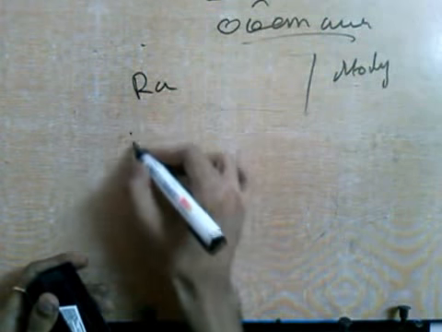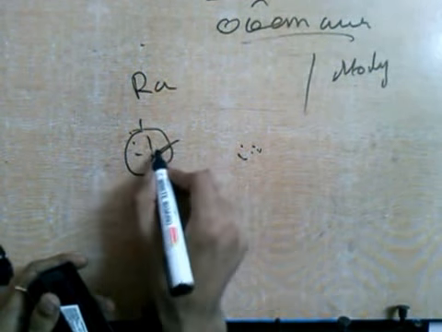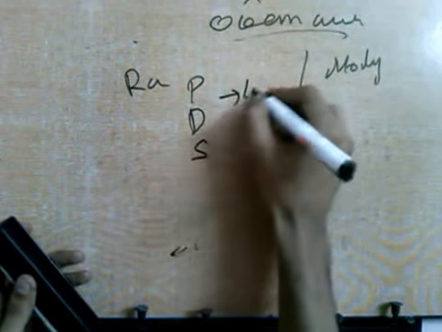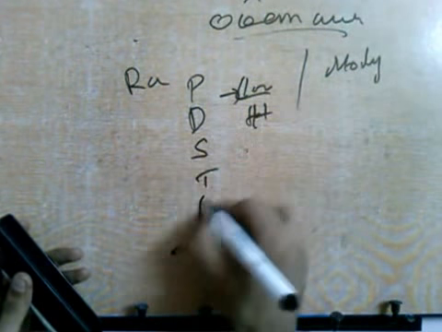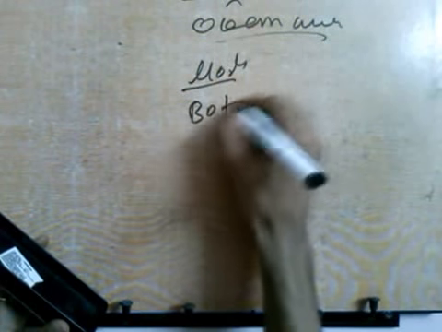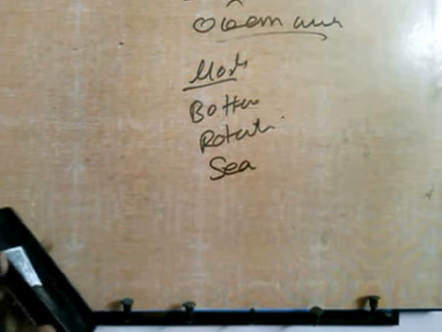Let me explain this. For example, here we have high rainfall and here we have low rainfall. So high rainfall means high water, so water moves from high rainfall to low rainfall. This is a current. In that way you can work out the other factors also, temperature and density. What we have to remember is PDS, low to high, and TR, high to low. That's it, you can form it. The factors modifying ocean current are bottom relief, rotation of the earth, and seasonal variation in the wind pattern or atmospheric circulation.